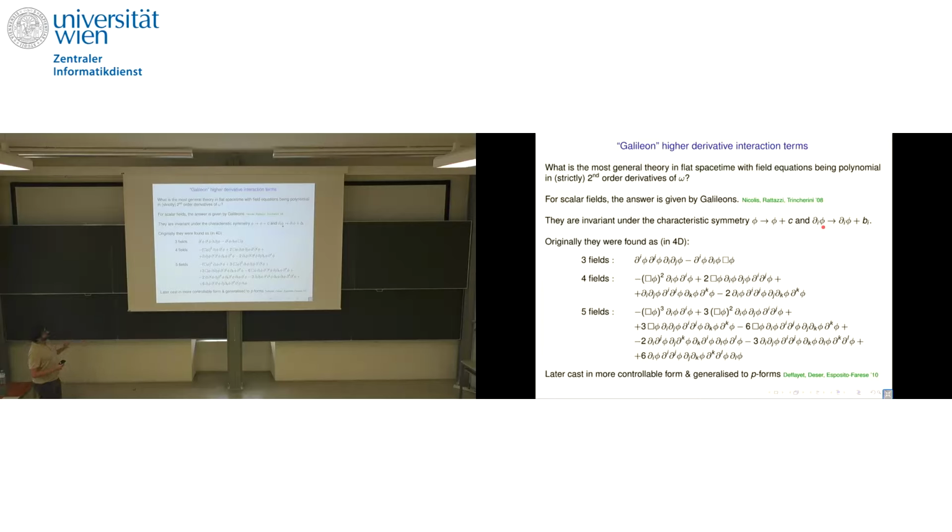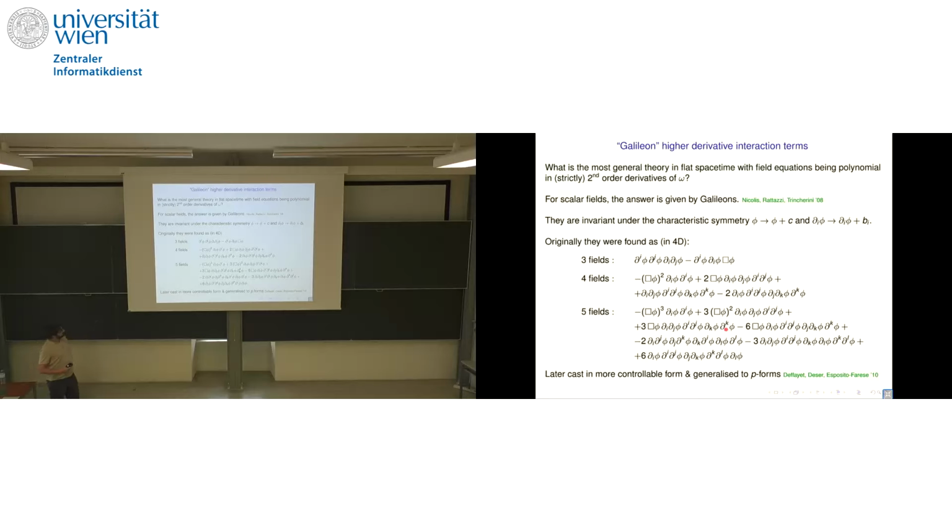Now, originally, the Lagrangians that describe these interactions were found by these people in 4 dimensions for scalars, and they are this. So this is the interaction for 3 fields, this is for 4 fields, and this is for 5 fields. And of course, I don't expect you to read through because this is, of course, very complicated. Now, the funny thing is that these are Lagrangians, right? And then when you vary with respect to phi, you find polynomials in second derivatives as field equations.